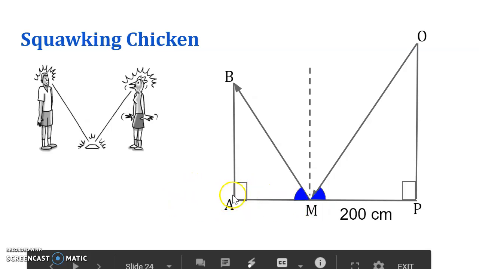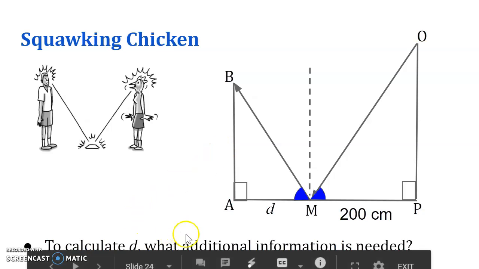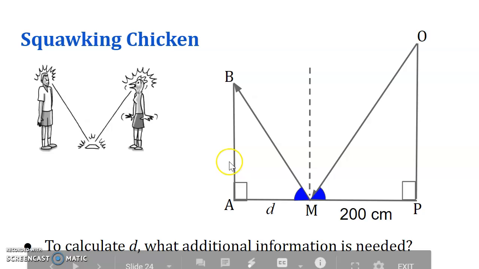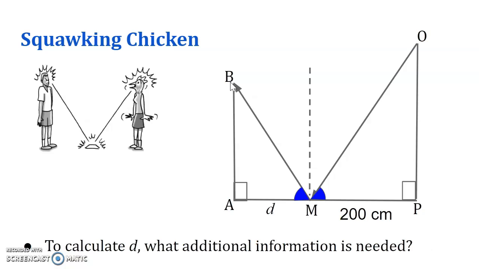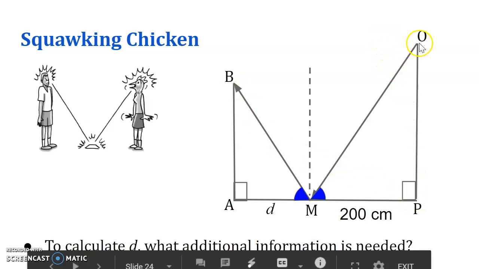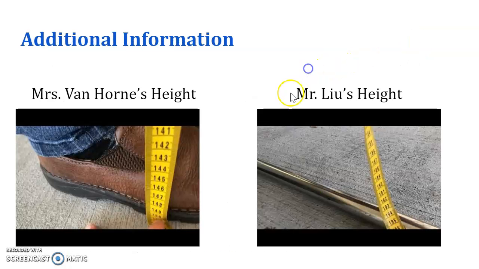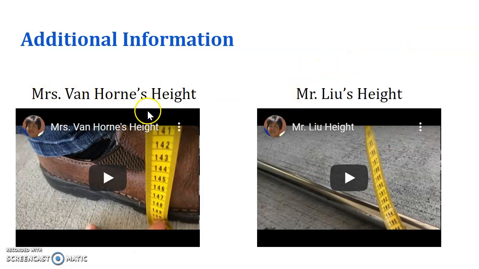So it is by AA similarity that the triangle on the left and the triangle on the right are similar. How far is the mirror to Mr. Liu? It is 200 centimeters, because that's what the legend said. And we need to figure out this distance, D. To calculate it, what additional information is needed? We need to know where my eye level was, as well as where Mr. Liu's eye level was.